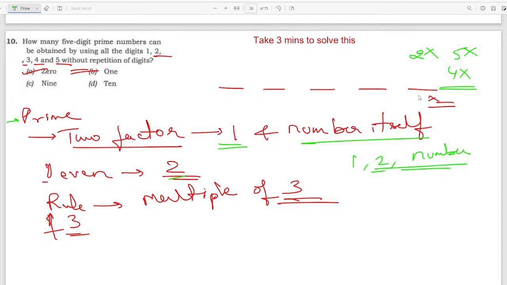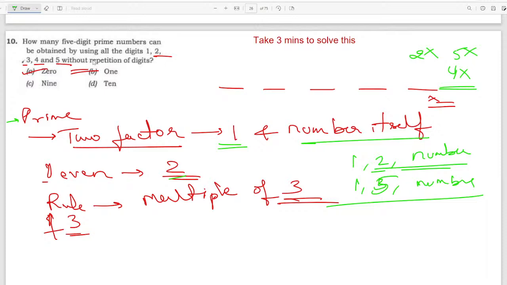Here 2 cannot come in the unit digit, 4 cannot come in the unit digit, and 5 also cannot come in the unit digit, because if 5 is there, then there would be at least 3 factors, 1, 5 and the number itself.